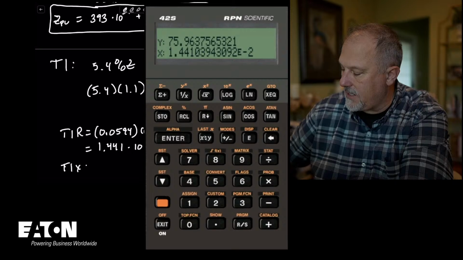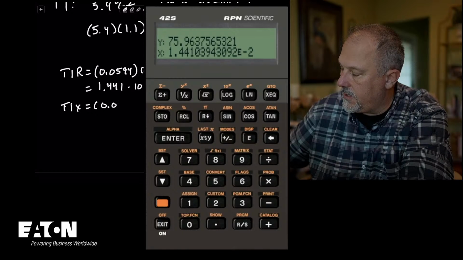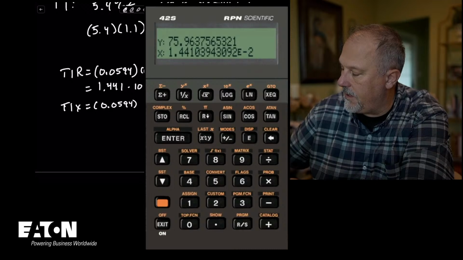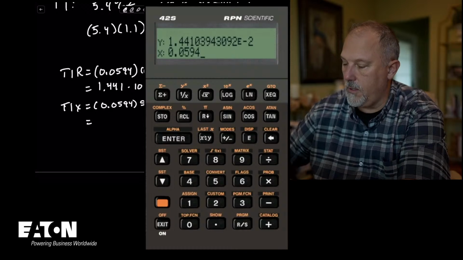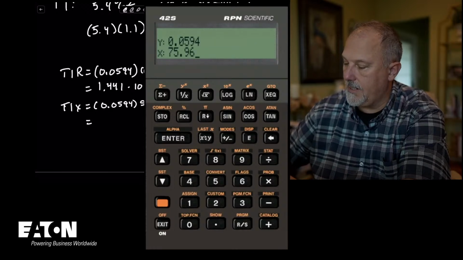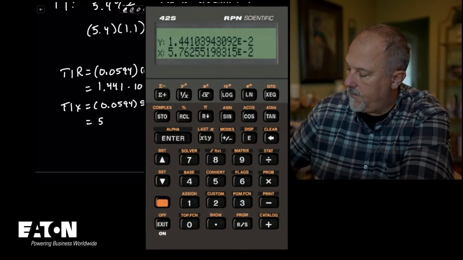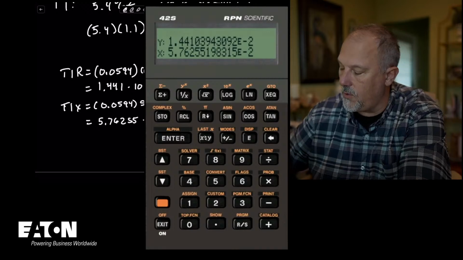T1x is equal to 0.0594 times sine of 75.96, which is 5.76255 times 10 to the negative 2.